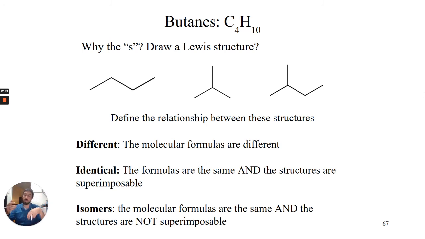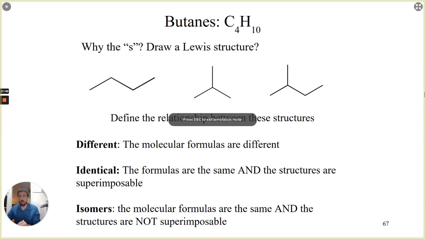This is where we introduce some kind of terminology. Different is going to specifically refer to the molecular formulas. Your molecular formulas are different. Identical, the formulas are the same and the structures are superimposable. Okay? So the case for that would be now these two red structures. Okay? We have the same formulas and our structures are superimposable.